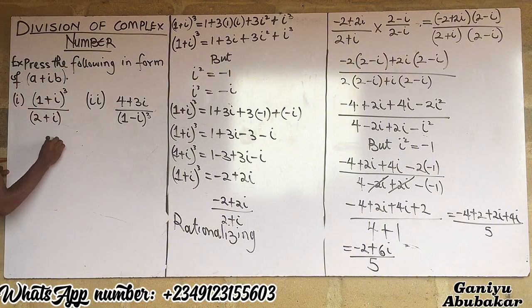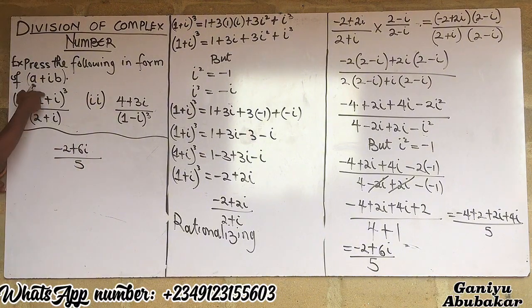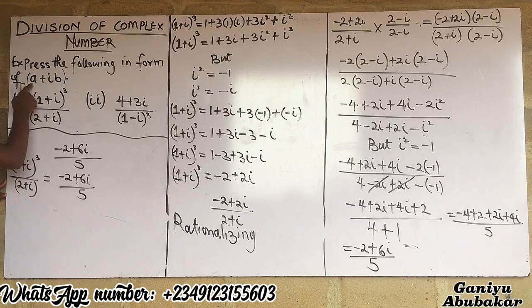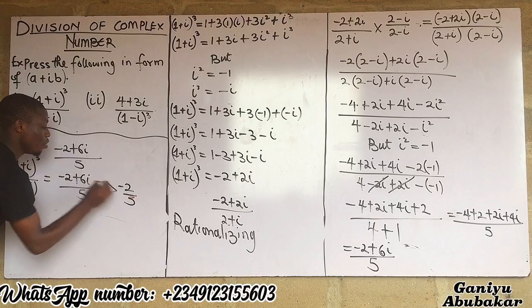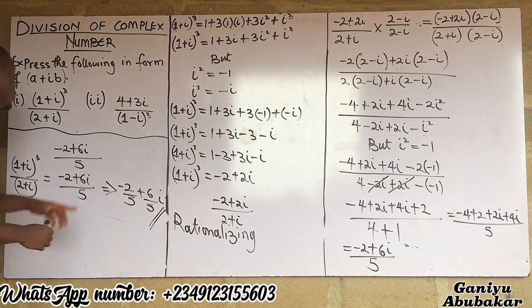From there, I'm having minus 2 plus 6i all over 5. This means that if I divide 1 plus i cubed all over 2 plus i, my value becomes minus 2 plus 6i all over 5. Remember that we said the answer must be in what? Rectangular form or Cartesian form. So from here, I can write my answer as minus 2 over 5 plus 6 over 5 i as my answer after solving this problem here.